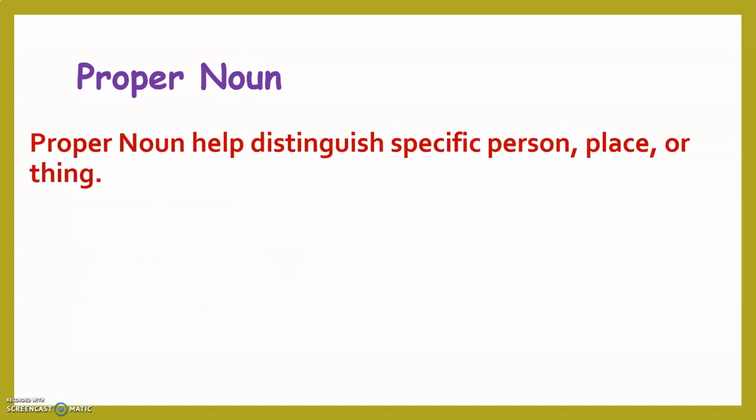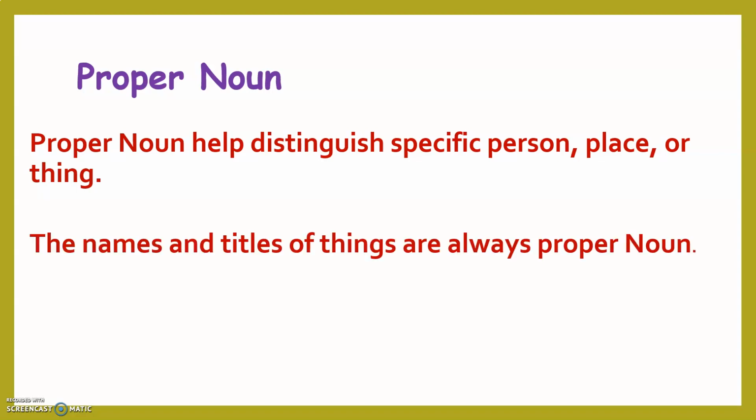Proper noun. Proper nouns help distinguish a specific person, place or thing. The names and titles of things are always proper nouns. इसमें proper noun में specific किसी person, place या thing की बात हो रही है और always ये जो words हैं ये capital letters से start होते हैं. For example, India, name of some country, okay, name of some person, name of that boy.